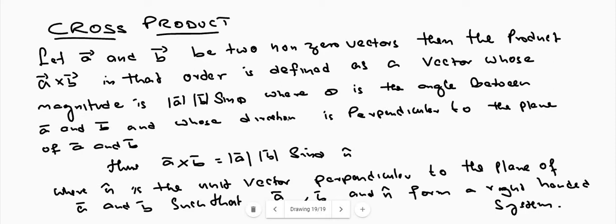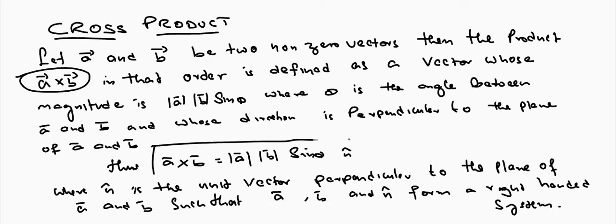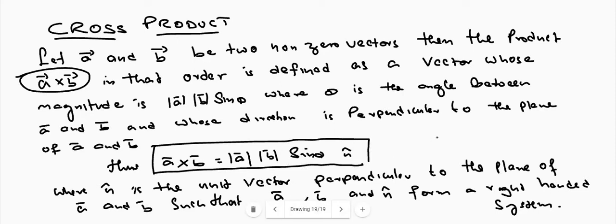Let A vector and B vector be two non-zero vectors. Then the product A cross B, A vector cross B vector in that order, is defined as a vector. A cross B is a vector whose magnitude is mod A mod B sin theta, that is A cross B is equal to mod A mod B sin theta n cap, where n cap is the unit vector perpendicular to the plane containing A vector and B vector.